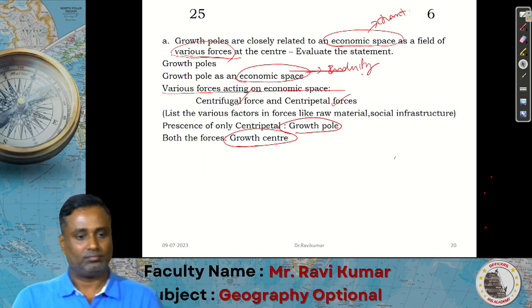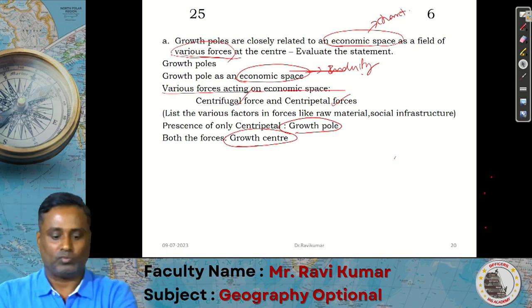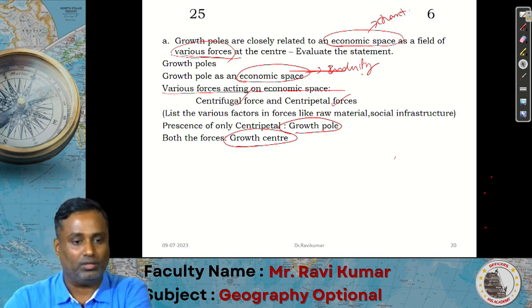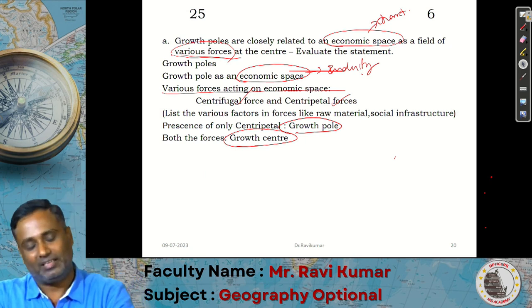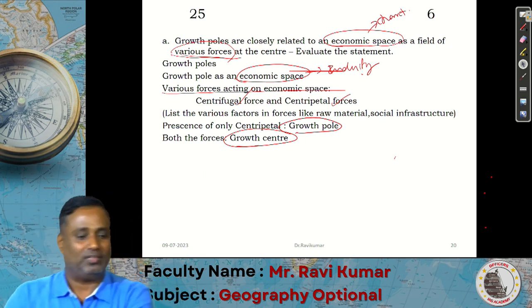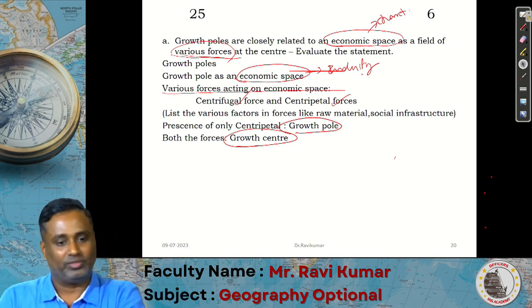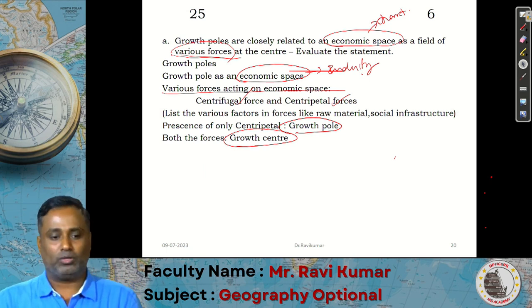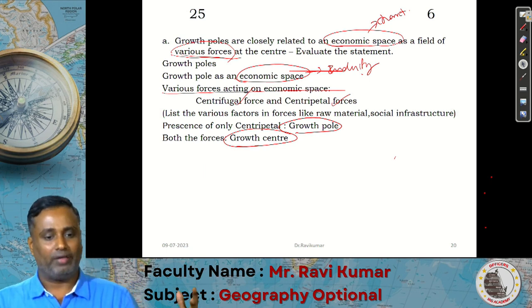Sir, can you give an example of India in the paper? Yes, obviously. Why can't we? We can give an example of India. Who said no? Don't bother about it. Wherever it's possible, we can give the world; if not possible, we can give India. It's not a compulsion.